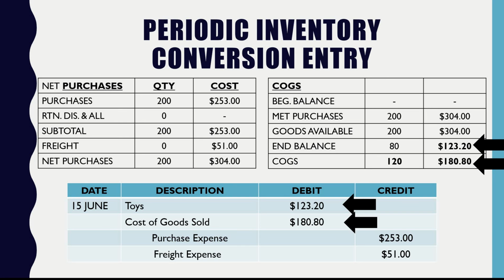Okay, so the 304 and then the 20. Okay, I get it. The 123.20 plus the 180.80 will come out to a total of the 304. Correct. Okay, so now you have a credit of 253 and the $51 in freight expense. Do you subtract that from the 304? You're not subtracting it out from the 304. In this case, it should equal up to 304.